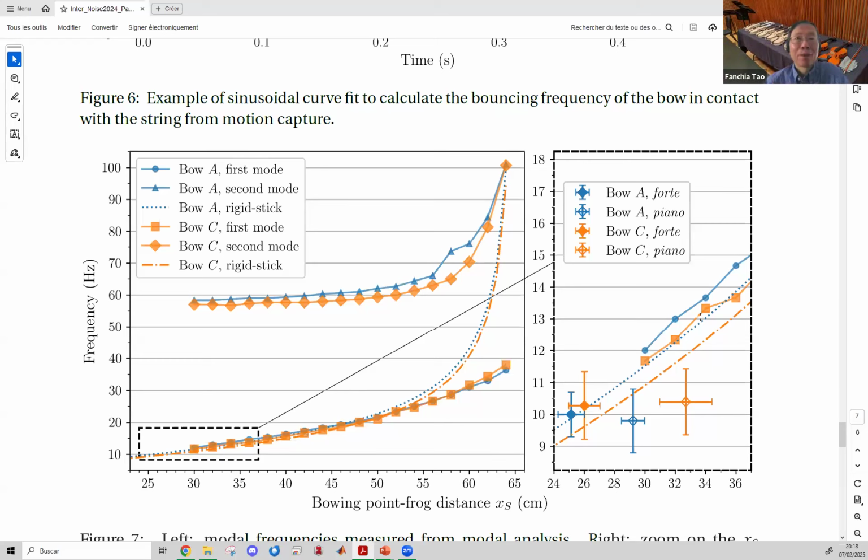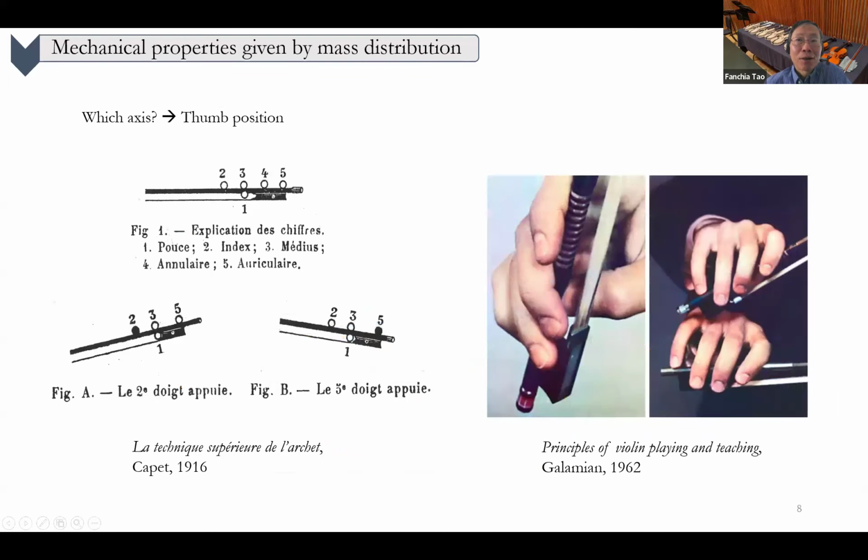Okay, so let's continue with another question from the chat. The effects of gravity change depending on the angle that the bow is being played, much less when playing on the E string as opposed to the G string. Was this factored in the experiment?